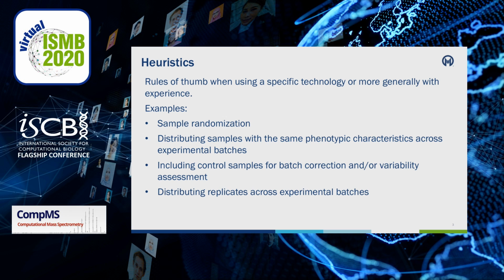The things that we've learned are often called heuristics in the AI research community. Heuristics are rules of thumb when using a specific technology or things that have come generally from experience. Some examples in proteomics include sample randomization or distributing replicates across experimental batches.